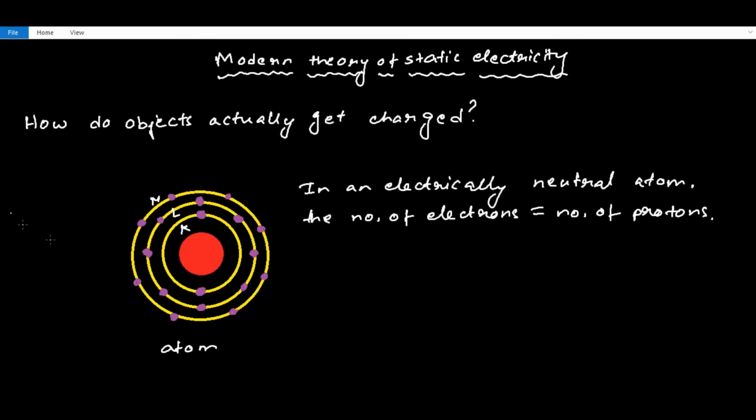For example, let's consider this atom right here to our left. In this atom, we have a total of 18 electrons. So there must be a total of 18 protons inside the nucleus to balance out the charge. So now, in case this atom loses a few of its electrons, let's suppose it loses this electron, it gives it away to somebody.